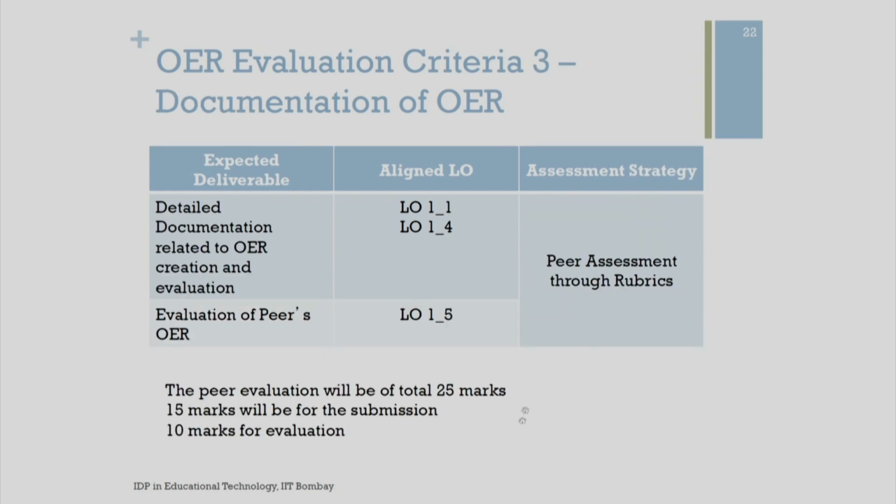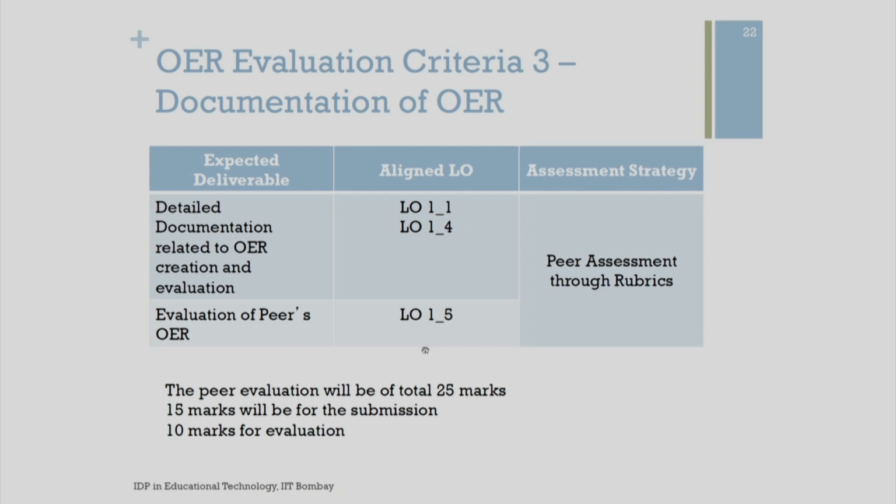This is the bulk of the marking. 25 marks are completely given for the submission and the evaluation that you are going to do. 15 marks will be for the detailed documentation that you do, and 10 marks for the evaluation.